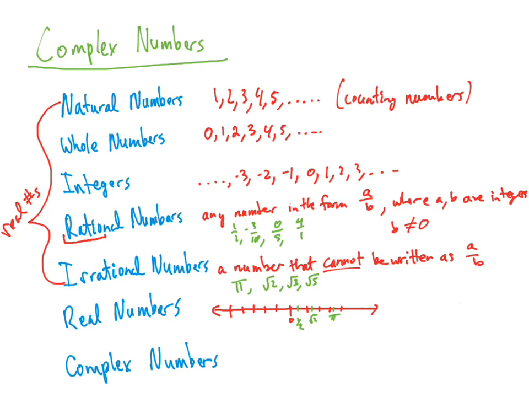Now, complex numbers do not have an address on the number line. So complex numbers are a little bit different than everything else we've talked about here. So what is a complex number? To talk about a complex number, we first need to talk about the imaginary number i. And i is defined as the square root of -1. So when we take the square root of -1, that is equal to the imaginary number i. And if we square both sides of that equation, we would say i squared is equal to -1.